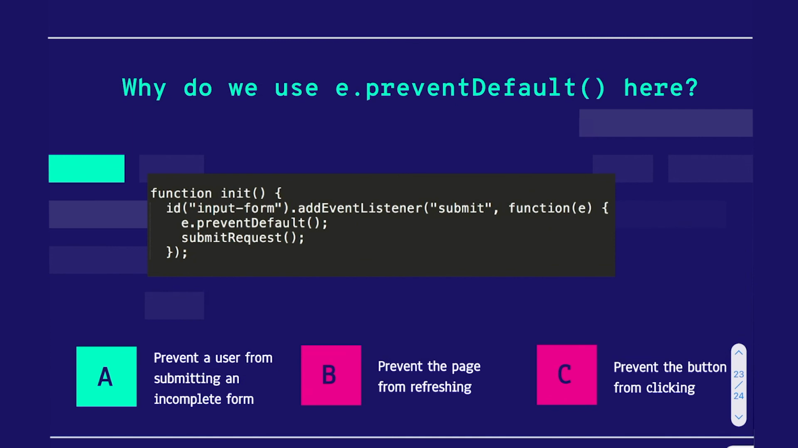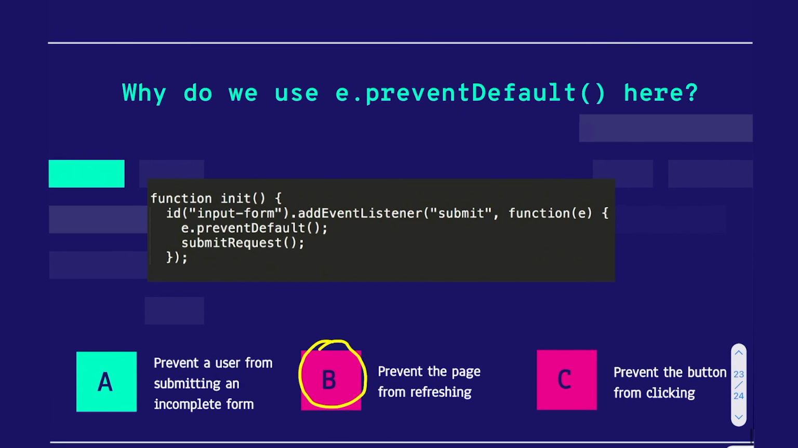The correct answer. So with this question, you need to have a little bit of knowledge of what forms do when you submit them. And typically within the HTML, what happens is the page refreshes. So that's just kind of something that happens with forms. When we do e.preventDefault, what it does is it prevents whatever the default behavior of that event listener on that element is. So it doesn't prevent the user from submitting an incomplete form.